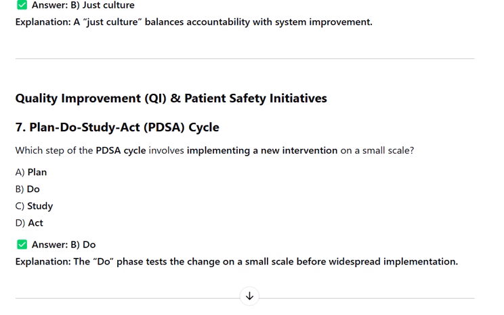Quality improvement and safety initiatives. 7. Plan, Do, Study, Act cycle. Which step of the PDSA cycle involves implementing a new intervention on a small scale? A. Plan. B. Do. C. Study. D. Act. Answer: Do. Explanation: the Do phase tests the change on a small scale before widespread implementation.